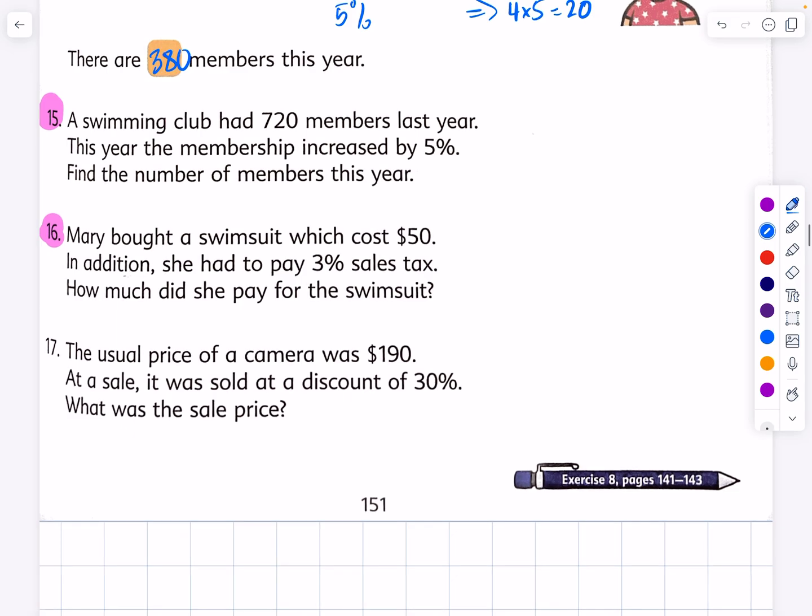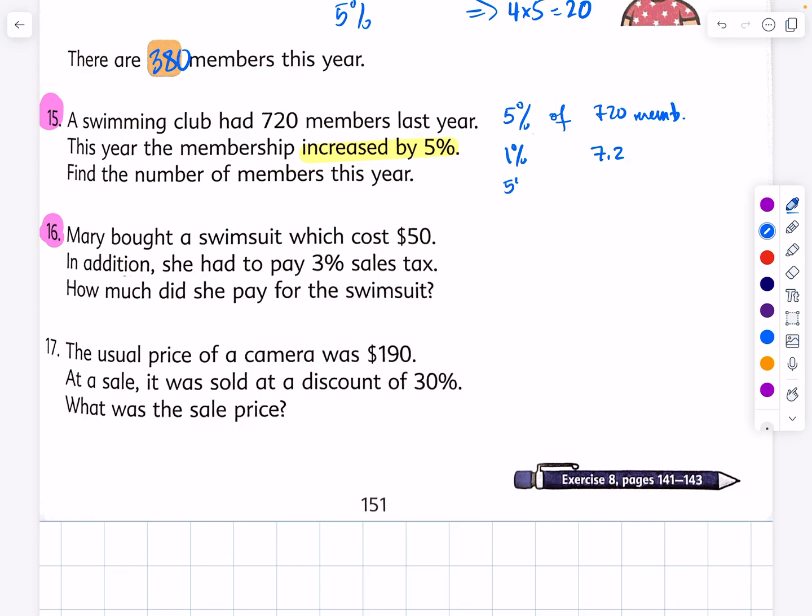Again, next problem. A swimming club had 720 members last year. This year, the membership increased by 15%. Find the number of members this year. Again, I think it's easy; before finding 15% of 720, remember percent of quantity, 720 members, I'm going to write short. Let's first find 1%. 1% of 720, don't worry that we get decimals, that's perfectly okay, is 7.2 members.